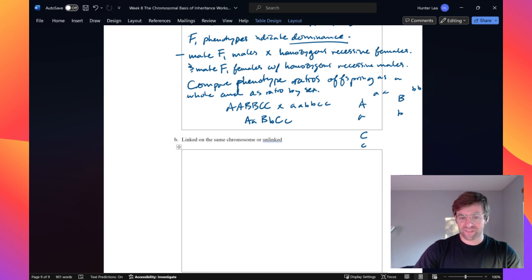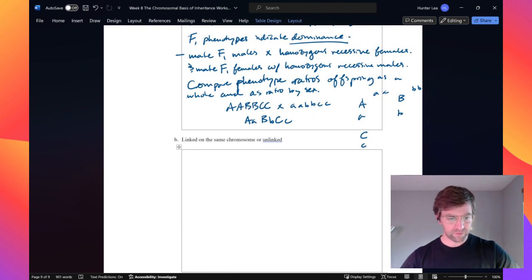So if A and B are linked, we would get different results, right? If the first cross becomes big A, big B slash a, little b times a, little b slash a, little b, you'd get 50%. Well, how do I?